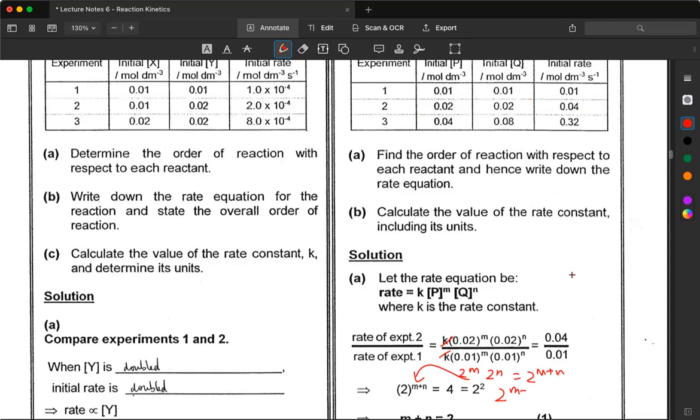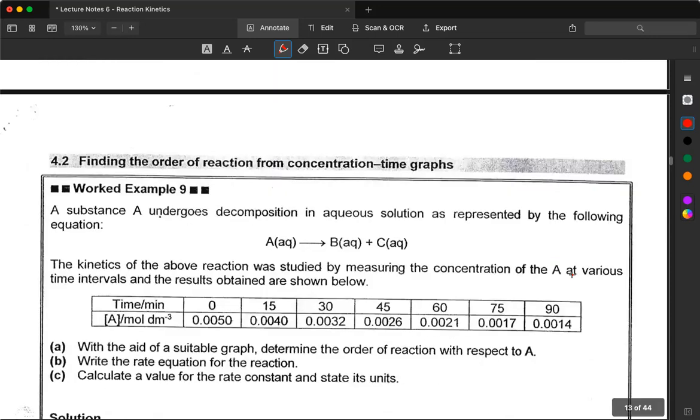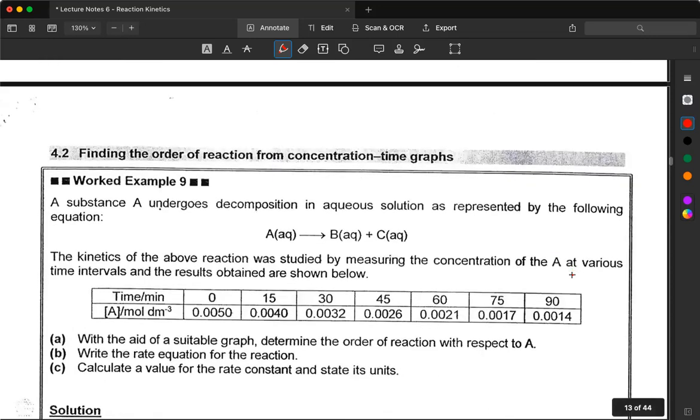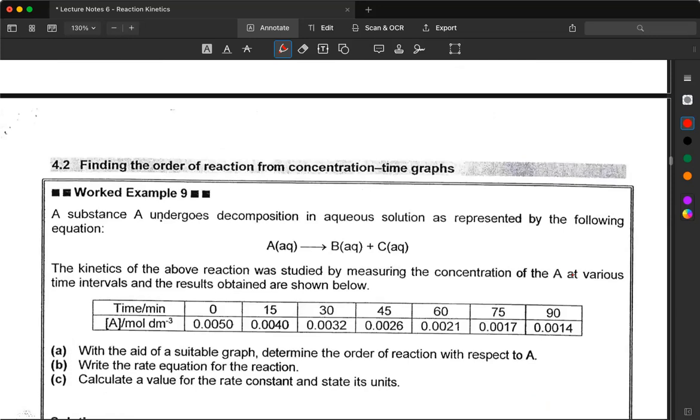Okay, moving on to the next question. So we have this equation where A undergoes decomposition. So this is kinetics. Again, they will provide you the data to determine the rate equation and the order of reaction. That will be necessary.